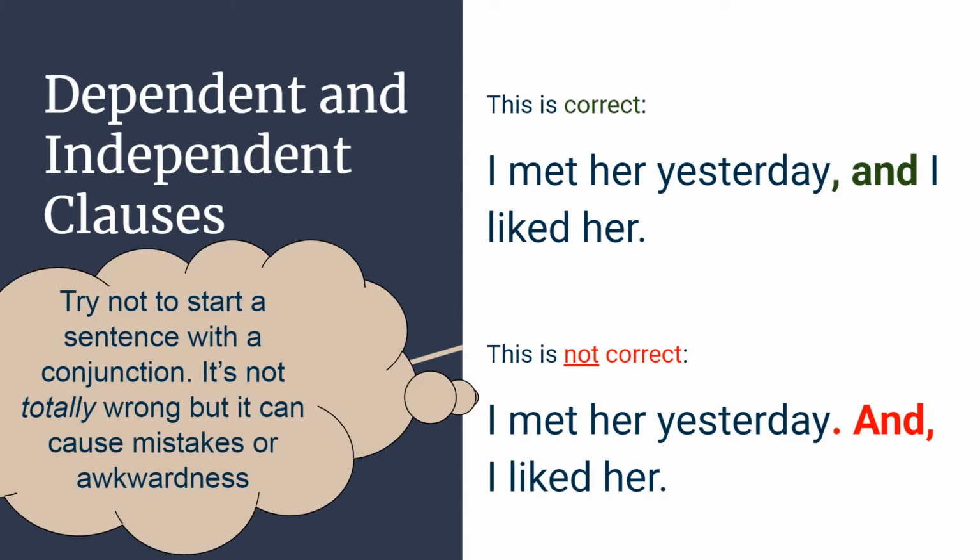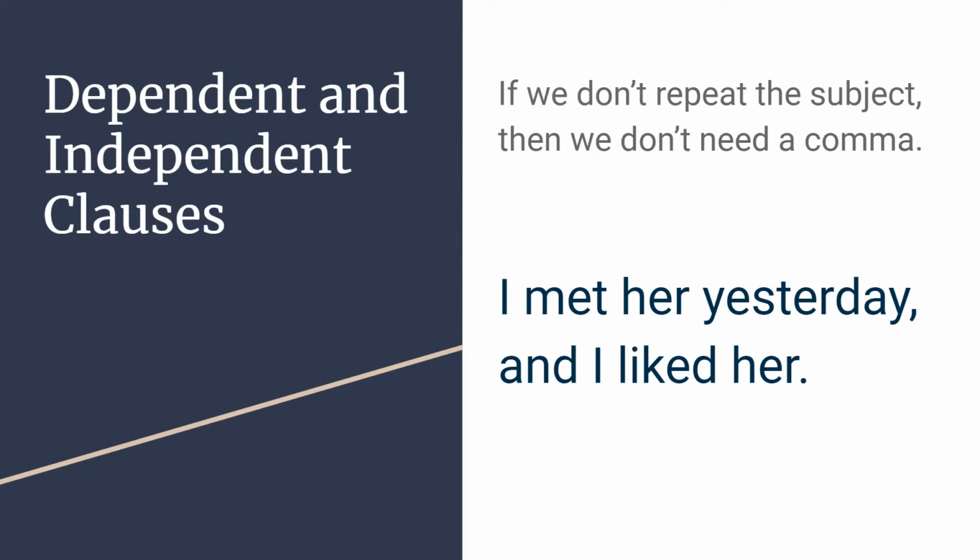However, it's not totally wrong. If the independent clauses share a subject, you can delete the second subject, and you can also delete the comma. So, I met her yesterday and I liked her. They share the same subject, so you could just delete the second I and delete the comma as well. So you have, I met her yesterday and liked her.